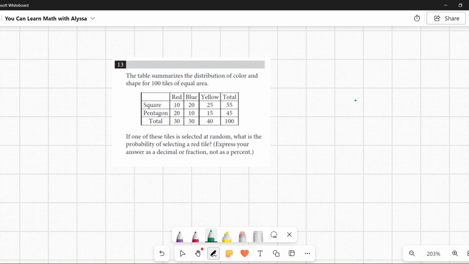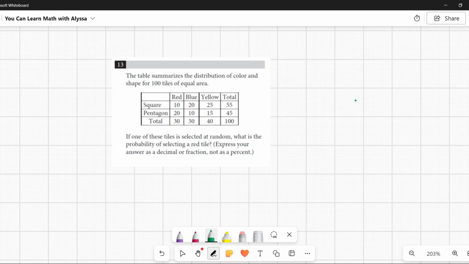Number 13. The table summarizes the distribution of color and shape for 100 tiles of equal area. If one of these tiles is selected at random, what is the probability of selecting a red tile? Express your answer as a decimal or fraction, not as a percent. Always, always, always double check their instructions for things like this where it is a student-produced response. We don't want to get the right answer but then mark it on their sheet incorrectly, or mark it in the computer incorrectly, I should say.